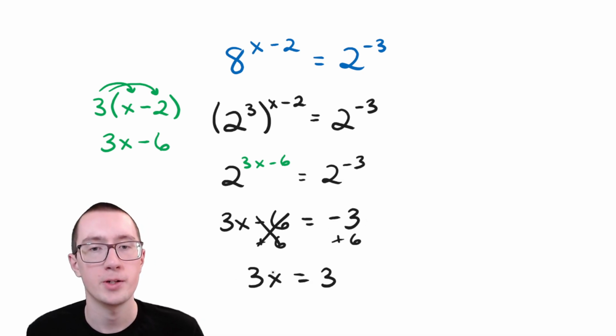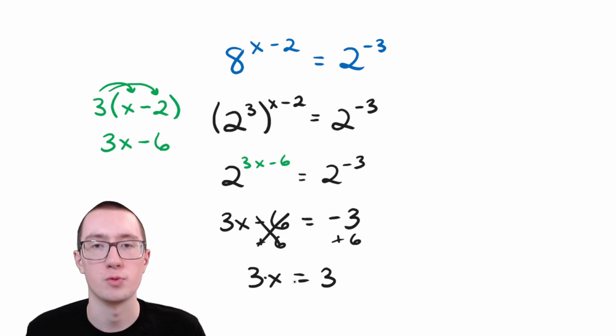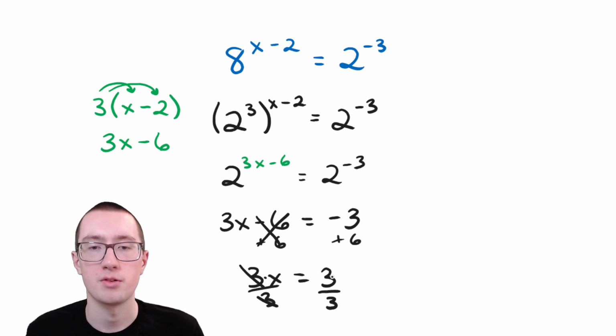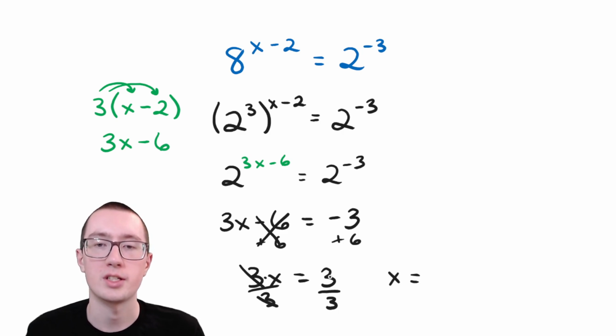Now I'm running out of room here, but this is multiplication, just like last time. So we need to do the opposite of multiplication, which is division, and divide both sides by 3. So these cancel out, and on the left side, I'll write it over here, we just have x. And on the right side, we have 3 divided by 3, which is 1. So our final answer is x is equal to 1.